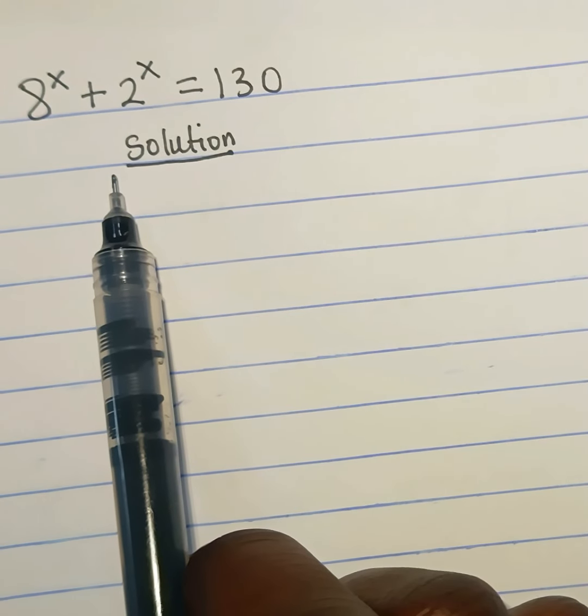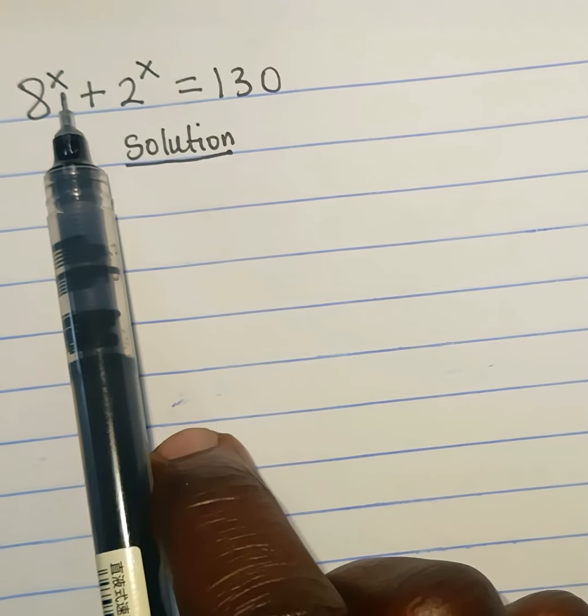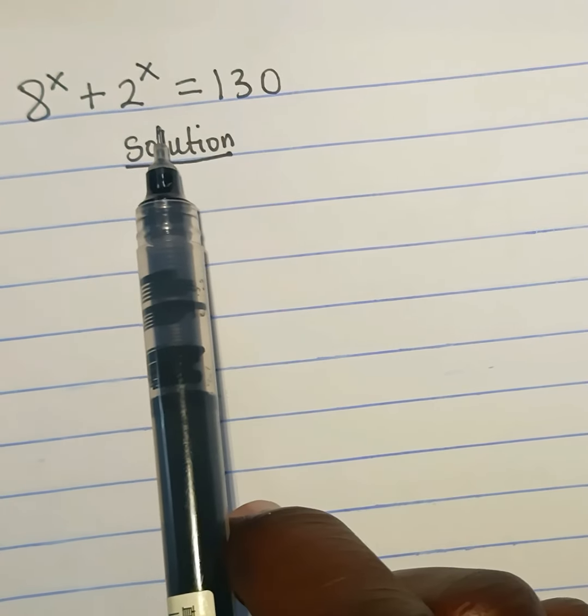We're going to solve for the value of x from this Olympiad math problem. The given equation is 8^x + 2^x = 130, and we are asked to solve for the value of x.